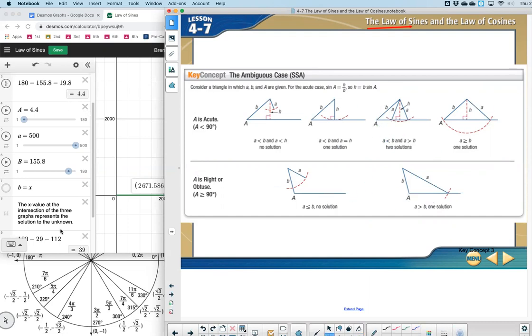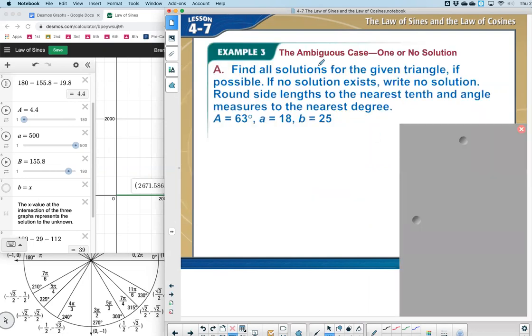The calculator really helps us on this one. So it says find all the solutions given the triangle if possible. If no solution exists, write no solution. Round side lengths to the nearest tenth, and we're just going to round everything to the nearest tenth. And they give us one angle and two sides. This is one of those situations I was talking about. If you have one angle and two sides, we could have no solution, one solution, or two solutions. So let's check out our calculator.